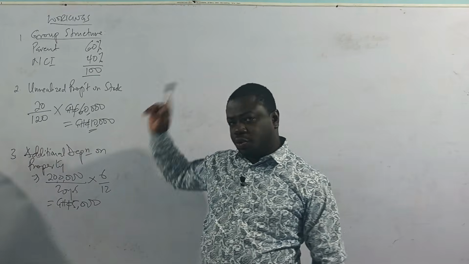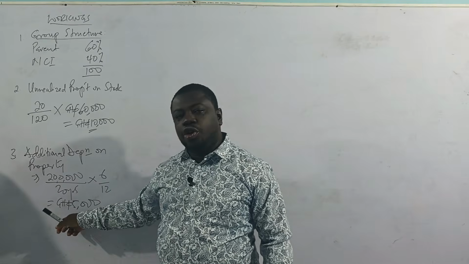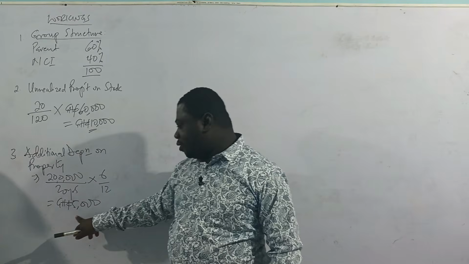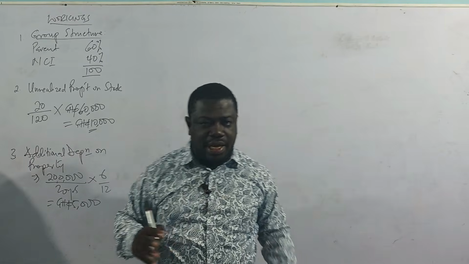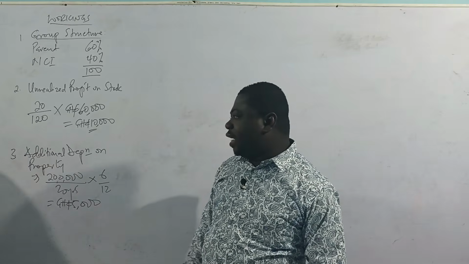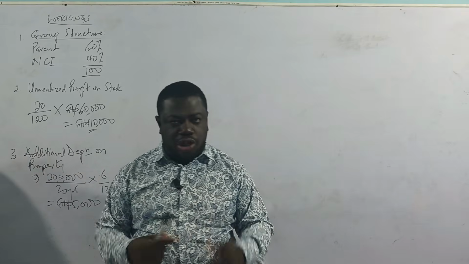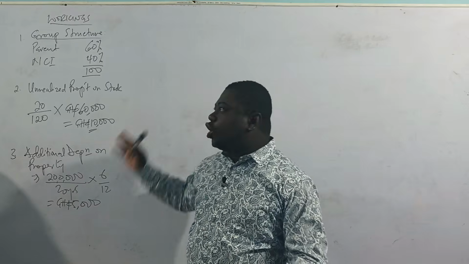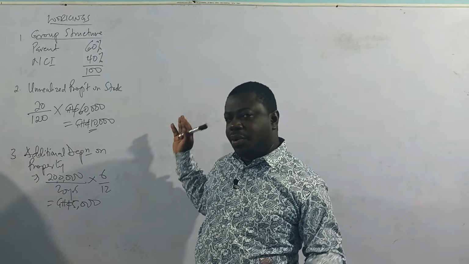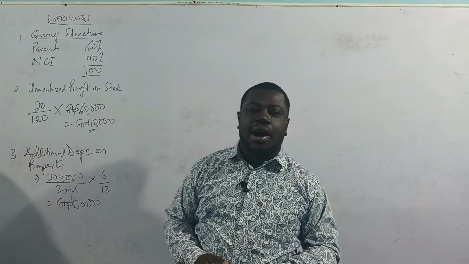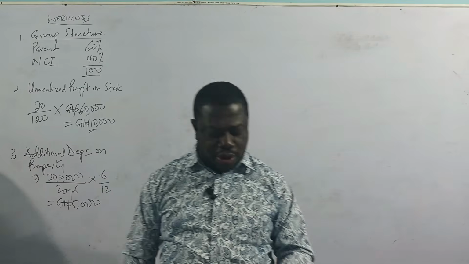Remember that 3 zeros will already be up. So I'm going to use the 5 for the financial statement because 3 zeros will be hanging in the air. So this is 5,000 Ghana cedis as additional depreciation. We are working all this out so that when I'm consolidating, you understand how all this will be treated. Now we continue from there.